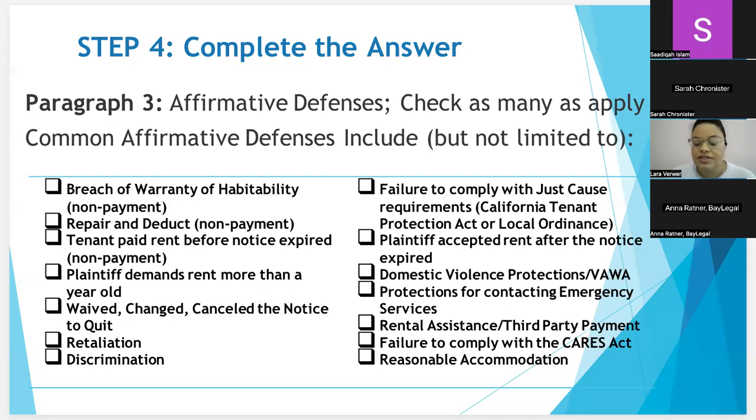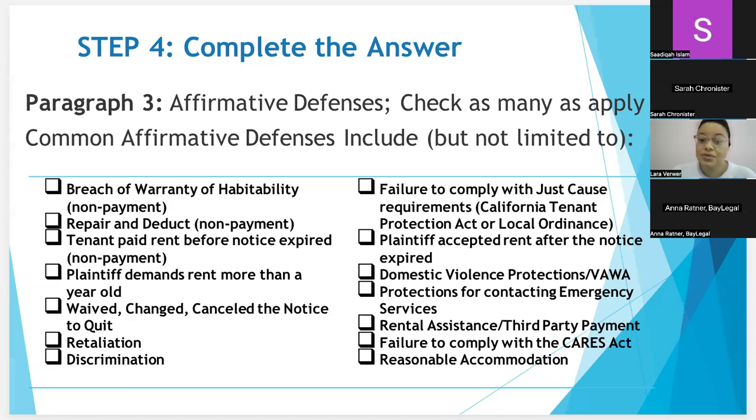The notice, if it's defective, can be self-canceling. If the landlord acted as if they waived the notice, then that can be a defense as well. Retaliation can be a common defense. So if a tenant made complaints about habitability, maybe they contacted code enforcement, and then the landlord served them an eviction notice, that can be an affirmative defense.